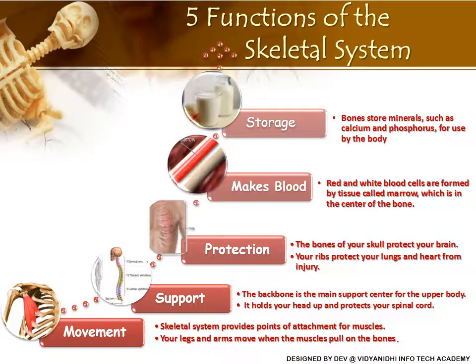Storage. Bones store minerals such as calcium and phosphorus for use by the body. Makes blood. Red and white blood cells are formed by tissue called marrow, which is in the center of the bone. Protection. Bones of your skull protect your brain, and the bones of your ribs protect your lungs and heart from injury. Support. The backbone is the main center for support of the upper body. It holds your head up and protects your spinal cord.